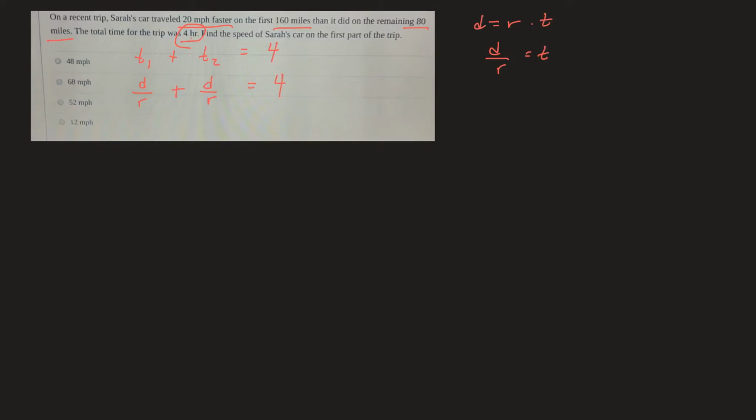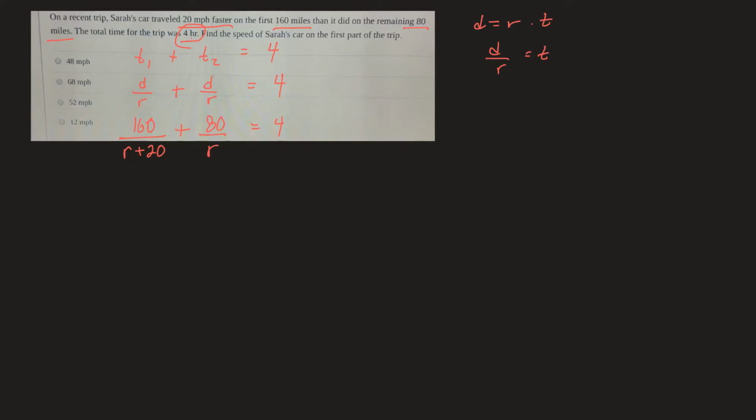What was the distance for the first part? 160. So 160 miles over... She went 20 miles an hour faster on the first 160 than she did on the remaining. So let's do just R for the remaining, and for the first part it must have been R plus 20. So she was going R for the last 80 miles, and R plus 20 for the first 160 miles. So that plus that is equal to 4.